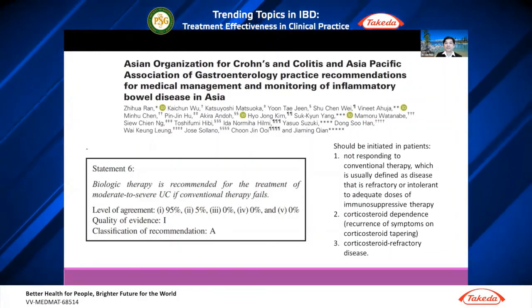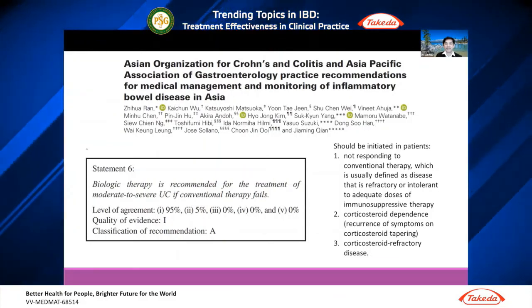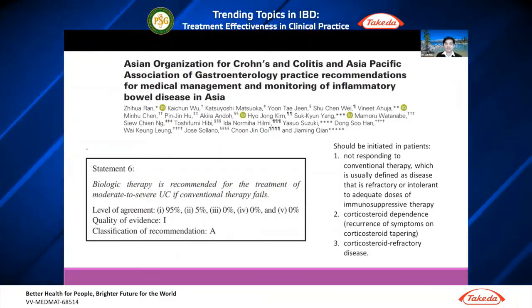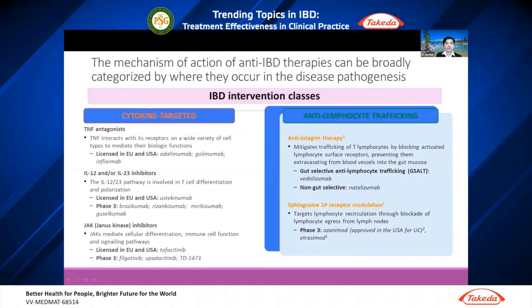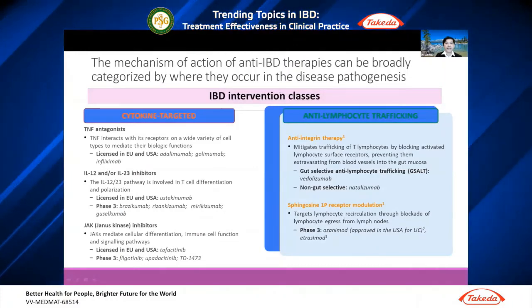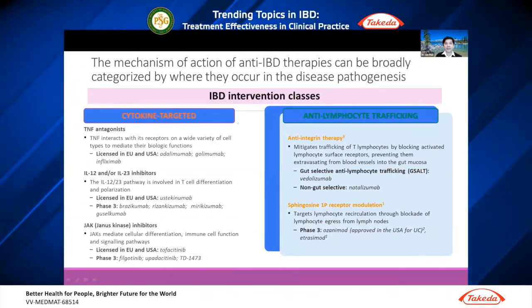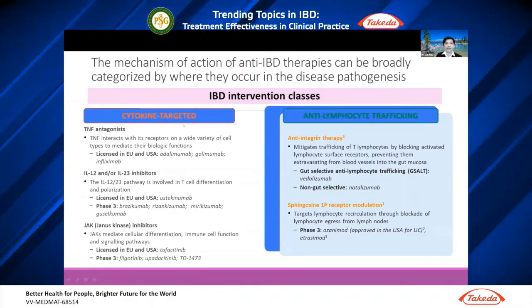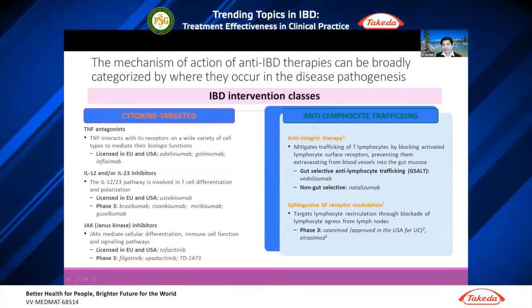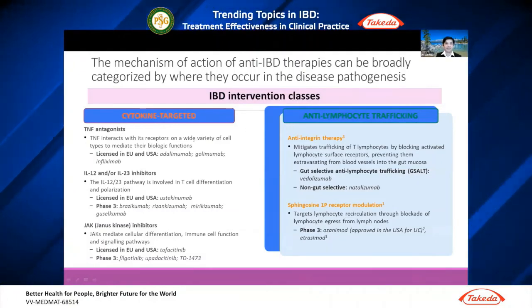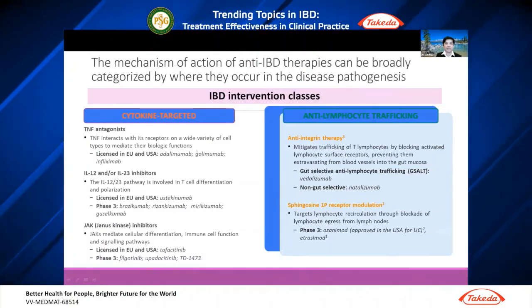And corticosteroid refractory disease means that they don't even respond to steroids. Okay, so what are the different types of advanced treatment? They could be classified by whether they are cytokine targeted or anti-lymphocyte trafficking. So let's just go over this list quickly.